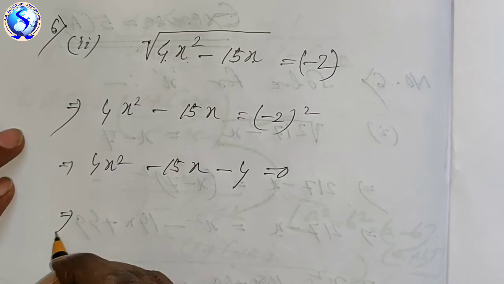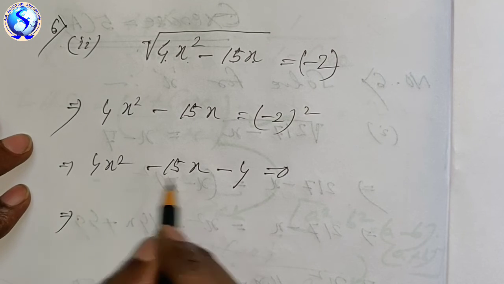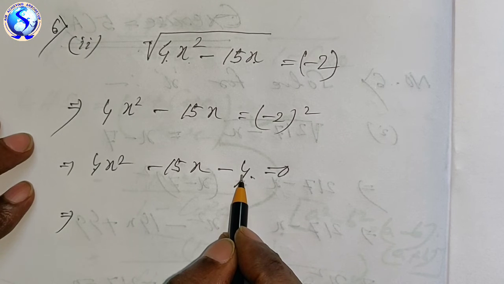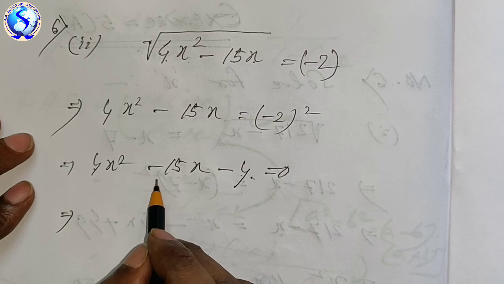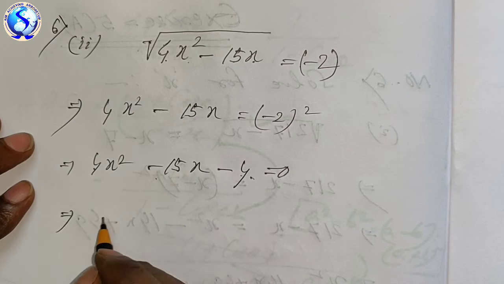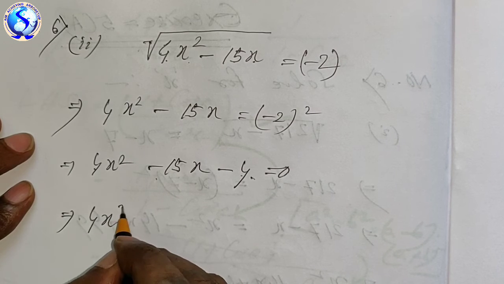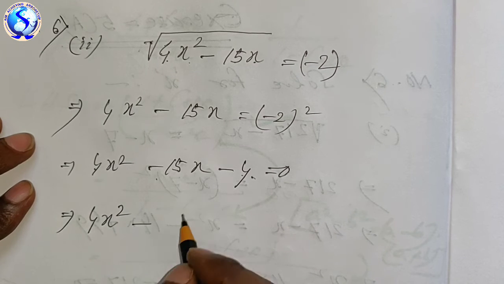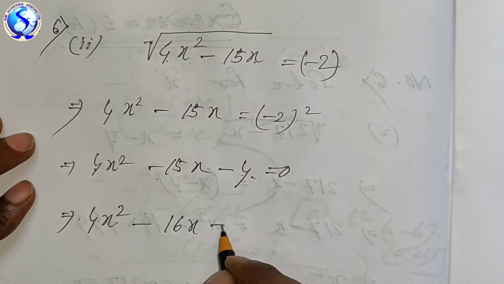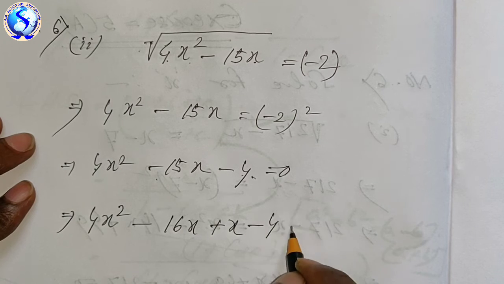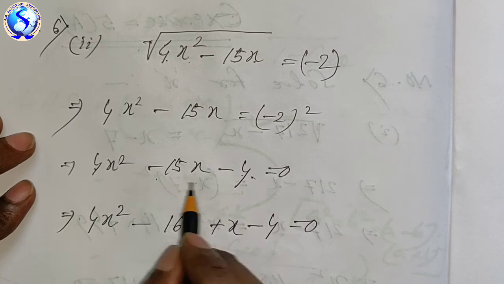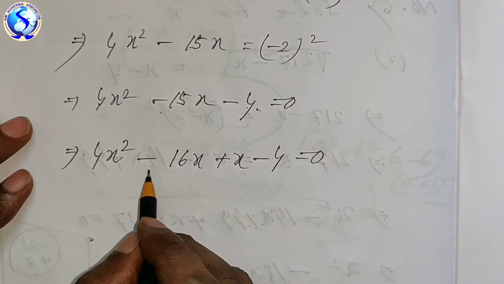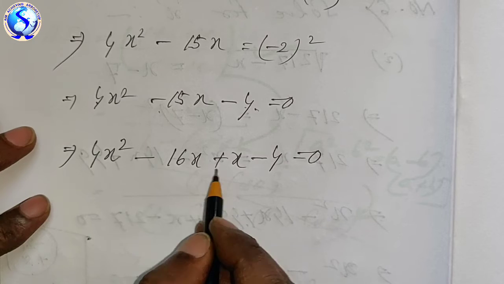Now you have to break using the factorization method, middle term breaking. 4 into 4 is 16, so the multiplication will give you minus 16, and the addition is minus 15. I think you have done this in lower classes, just middle term breaking factorization. This will be 4x square minus 16x plus x minus 4 equal to 0. By the factorization method, I am breaking minus 15x into minus 16x and plus x.